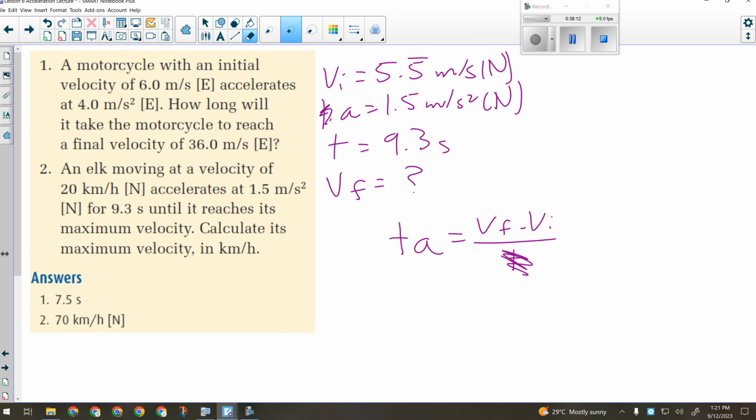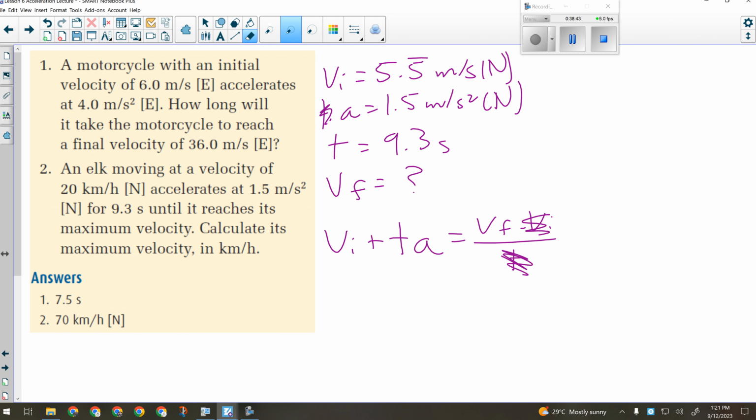Here's just something to think about if you're trying to make this make sense logically in your head. T times A equals the change in velocity. That's what this side is now calculating. VF minus VI is the change in velocity. So if I take VI and add it over here, my formula is saying take the initial velocity, add the change in velocity, and you'll get the final velocity. Well, logically, that makes sense.